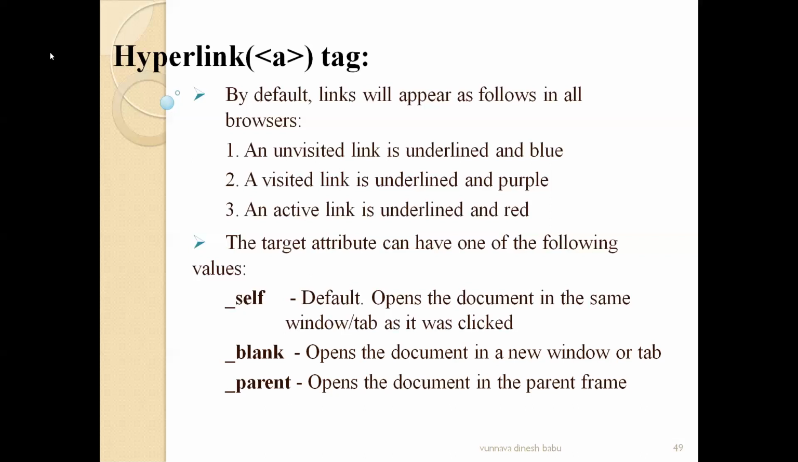And then, if we provide underscore parent, it means if we make a click on that particular link, the document will be opened in the parent frame. If there is any parent frame for our present frame, then our document will be opened in the parent frame because we have provided underscore parent to the target value. And then underscore top, it opens the document in the full body of the window. So the document will be opened on the entire full body of the window.